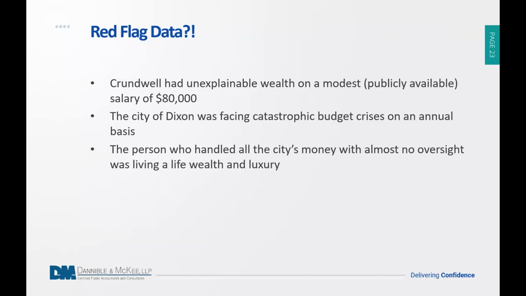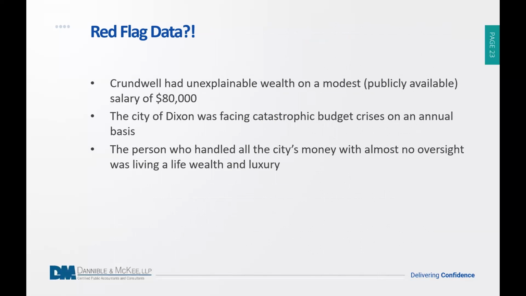She had unexplainable wealth. And I'll say it again, on a publicly available salary of $80,000. She was a public official. Everything was available to the public of how much money she was making. So was there some red flag data here? Over the 20 plus years, I would think so.